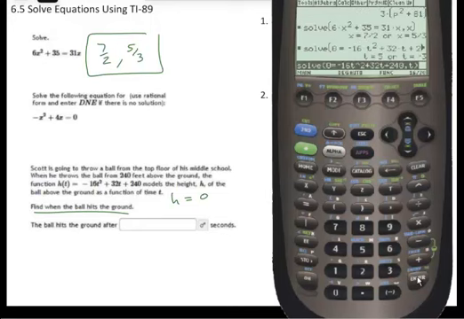So the answer is 5 and negative 3. Notice that you can't go backwards in time. So negative 3 is an extraneous solution. The calculator won't tell you that. You just need to be able to interpret that from the problem itself.